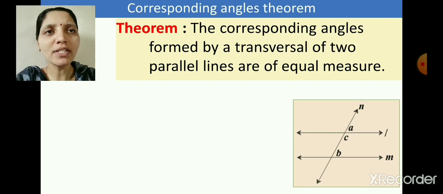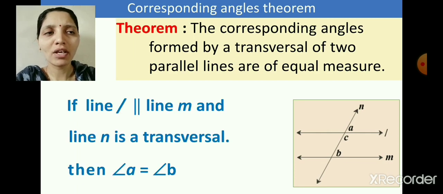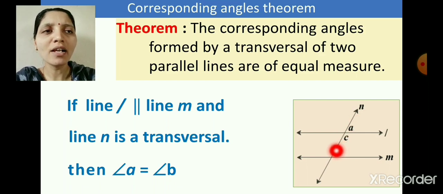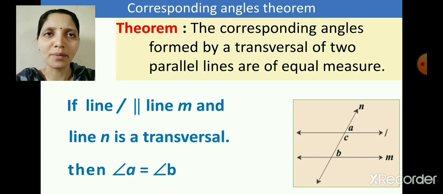That means if you consider this figure, if line L is parallel to line M and line N is a transversal, then which are the two corresponding angles formed here? Yes, angle A and angle B. So these two angles will have equal measure. So this is the corresponding angles theorem.